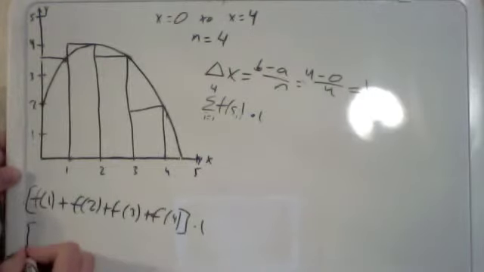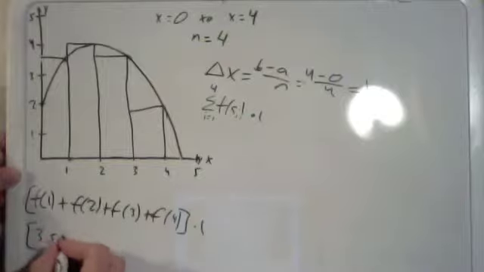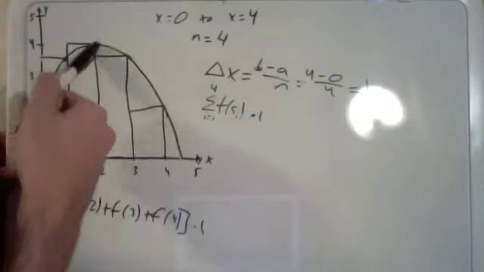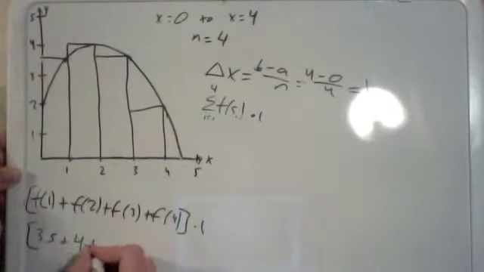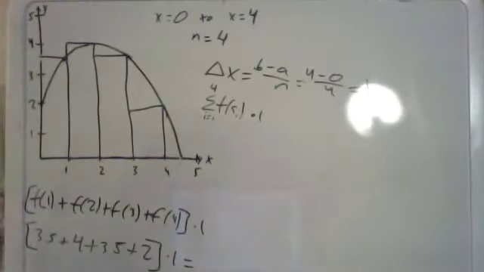So f of 1 is equal to 3.5, f of 2 is equal to 4, f of 3 is again 3.5, and f of 4 is equal to 2. And so our answer is going to be 13.